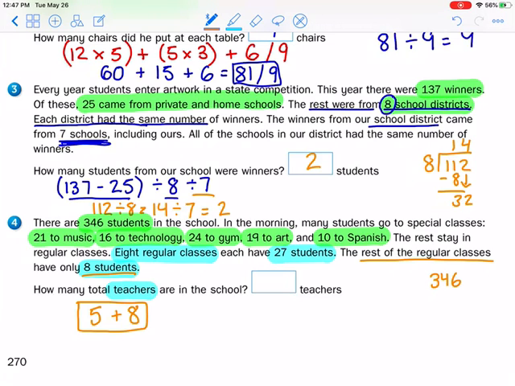346 students in the school, and you're going to subtract the 21 students that go to music, the 16 students that go to technology, the 24 students that go to gym, the 19 students that go to art, the 10 that go to Spanish, and you're going to figure out what that is. Now, Miss Mold is going to do this on a calculator just so this video isn't super long, but you guys should be doing this on a scrap paper.